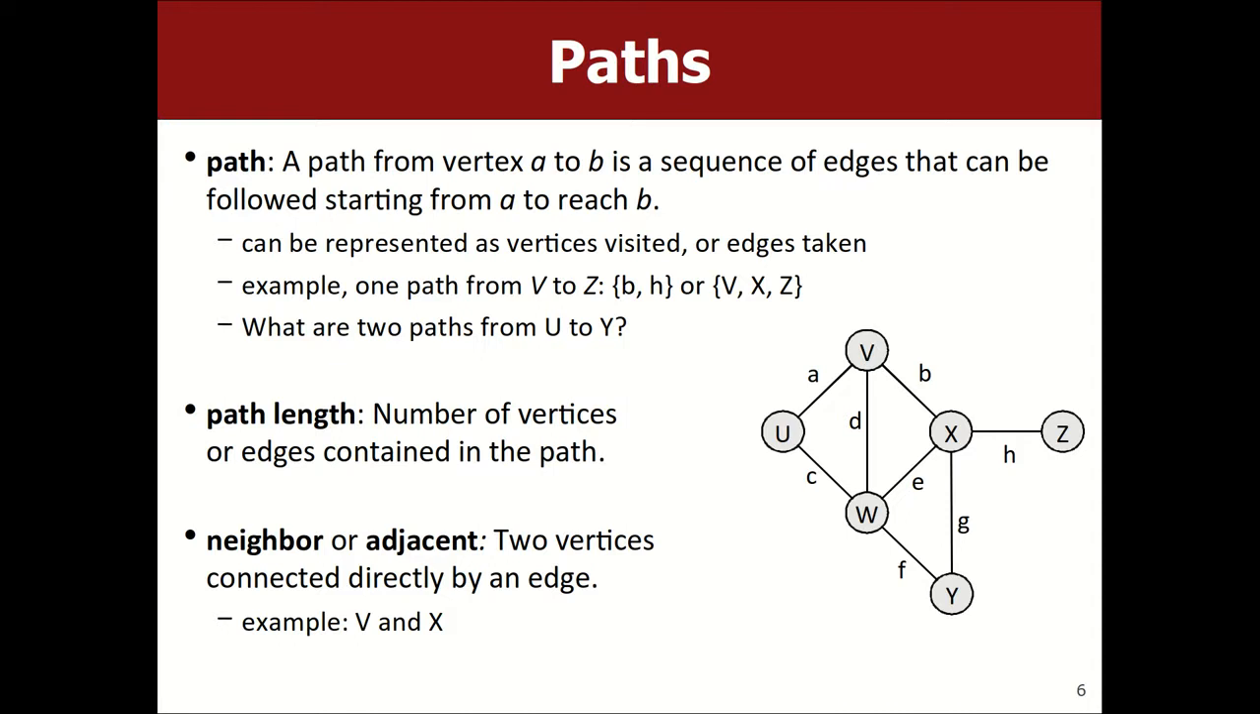These letters are the vertex names, and these lowercase letters are just names for the edges. So we talk about the length of a path. We also talk about vertexes that are neighbors, like V and U are neighbors, or they're adjacent to each other. A lot of times, if you have a graph algorithm, you'll say, well, for each of my neighbors, I want to do this or that. That would mean, if I'm here, each of my neighbors would be U, W, and X, right? Okay.